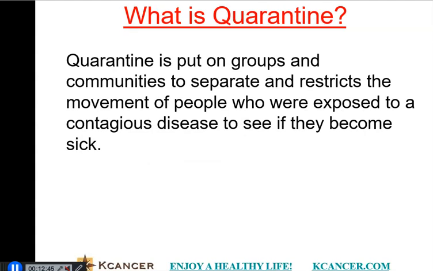So quarantine is one of the most stringent conditions, and in this case, you put groups or communities under restriction, to separate and restrict movement of people who may have been exposed to this virus. For example, on the Diamond Princess, they needed to quarantine for at least 14 days. If after 14 days you don't get sick, then maybe you can go back to normal. But if within 14 days you get sick, then of course you need to have treatment.